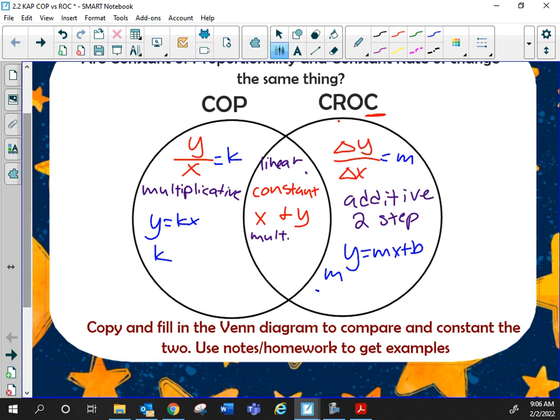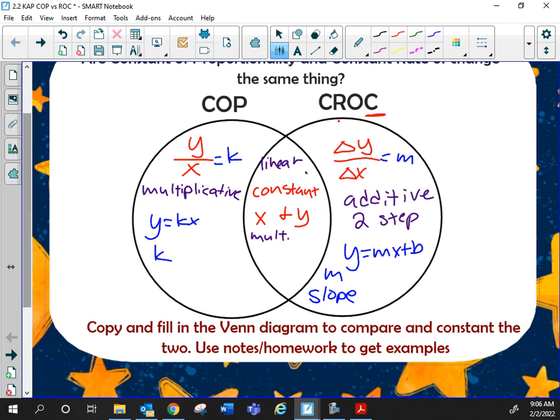What are some other words for the rate of change? Slope, very good. In both cases, we sort of call them the multiplier. Okay, that's where it's confusing, because at times the constant of proportionality can be the rate of change, but only when it's a multiplicative relationship. Michael? Okay, so if we think of stuff throughout the class, we can always come back to it.